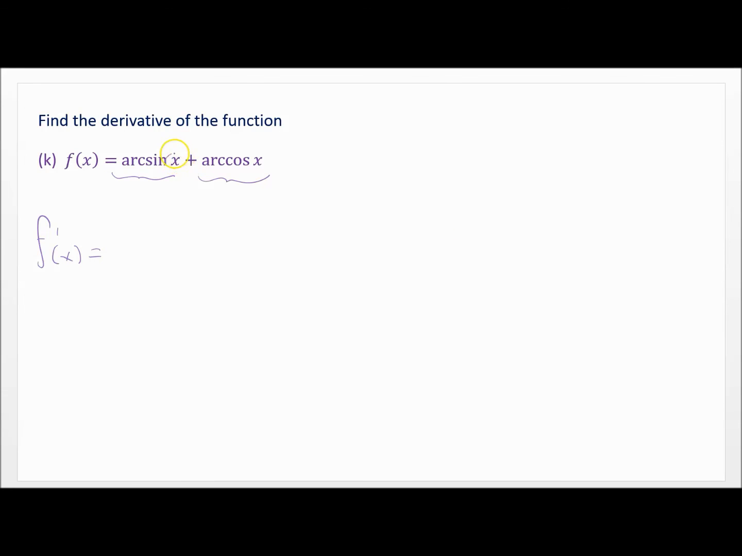So the inside is x, right? So that's just 1. The derivative of arc sine of x is 1 over the square root of 1 minus u squared, which is x squared. And then plus, now the derivative of arc cosine is just the negative version of that. So negative 1 over the square root of 1 minus x squared. Wait a minute. Is that not 0? Is that right? What do you think? It turns out it's exactly right.